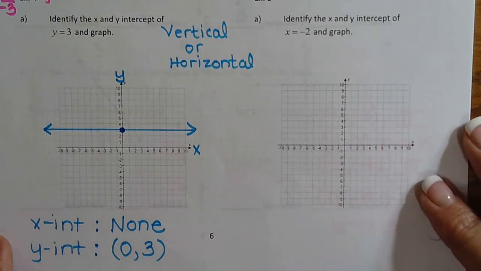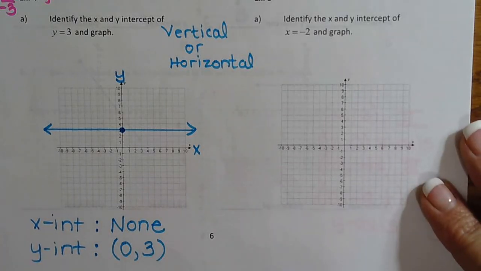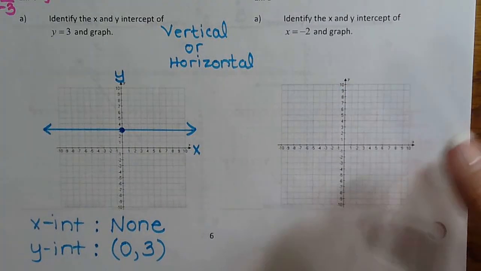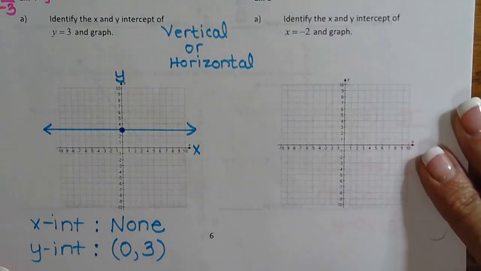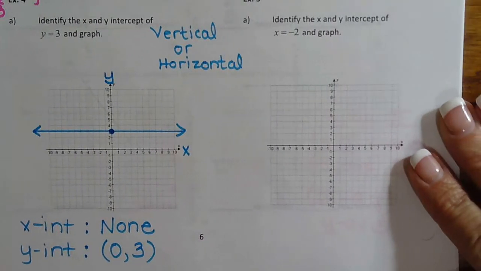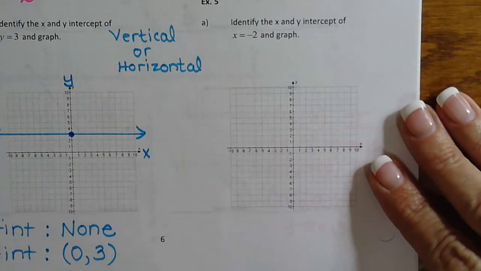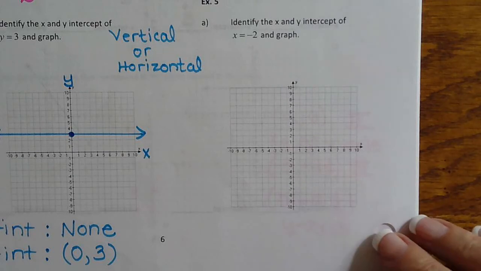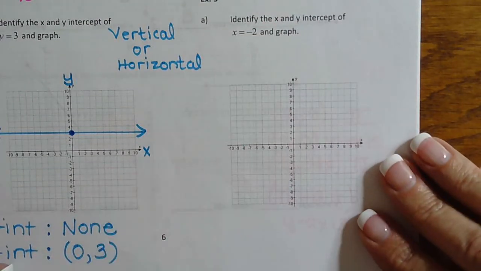Okay, so now would be a good time maybe to shut off the camera and try example 5 on your own if you'd like. I'm going to go ahead and do it, but if you want to shut it off and then check your work, that would be great. So identify the x and y intercept.